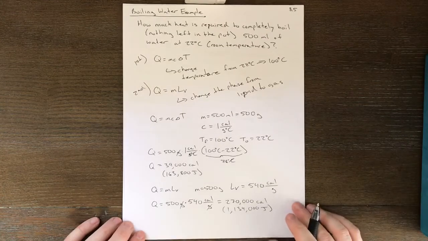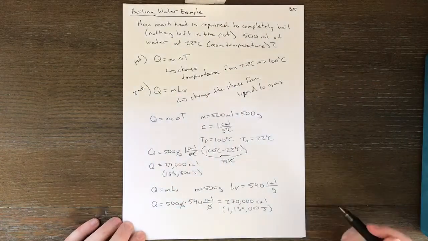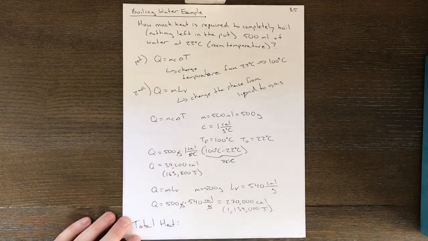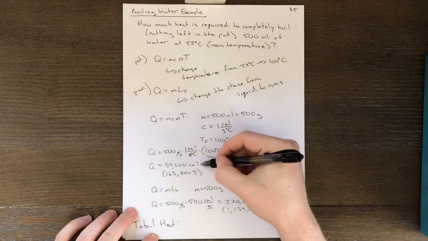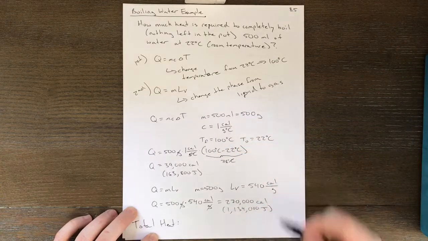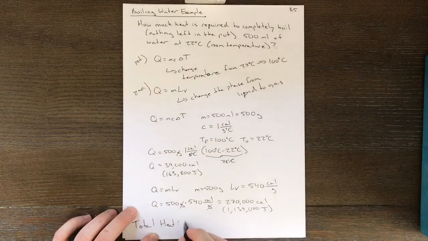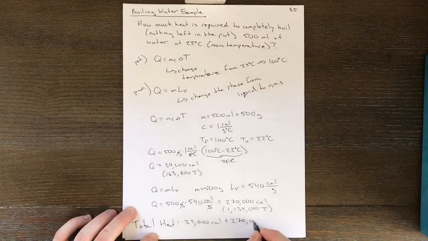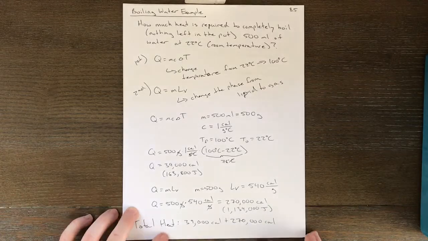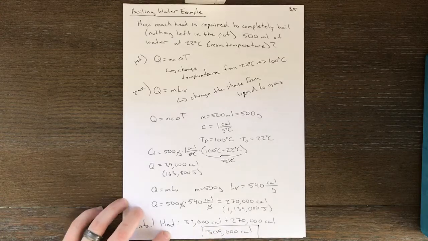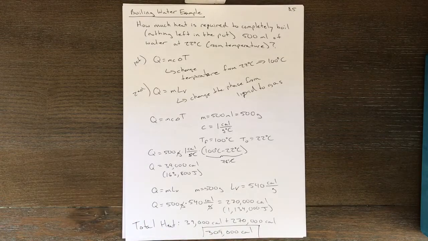No, we're actually not done yet. We want to know the total amount of heat. So the total heat is actually how much heat it was required to raise the temperature to 100 degrees, added to how much heat was required to then boil all of that water. So 39,000 calories plus 270,000 calories. The grand total is 309,000 calories. And of course, we could convert that to joules if we wanted by multiplying by 4.186 joules per calorie.